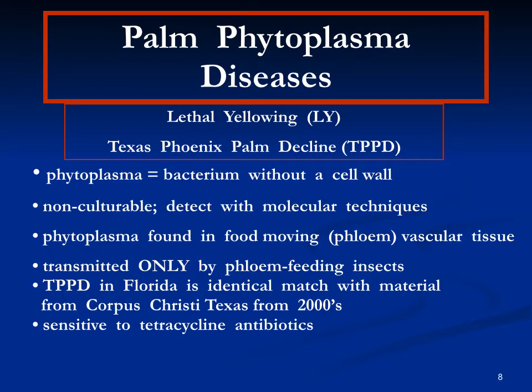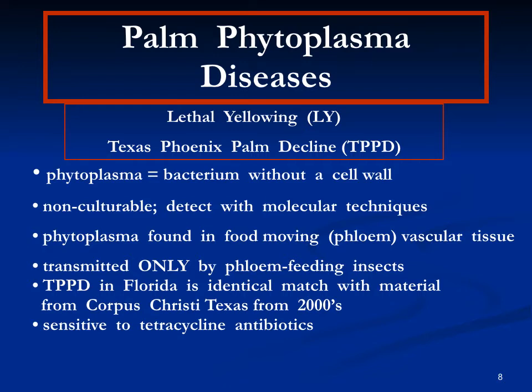Okay, so lethal yellowing, LY, and TPPD are phytoplasmas. I don't expect you to remember that, but what does that mean? It's a bacterium without a cell wall. Citrus greening is also like that, but that's an aside note, and you learned that in the citrus modules.